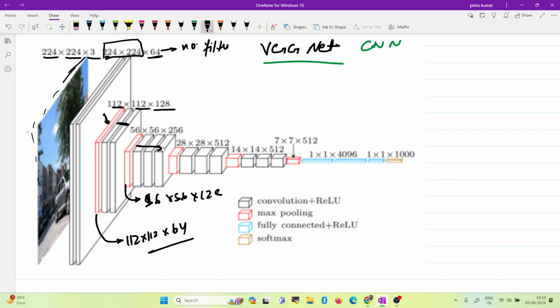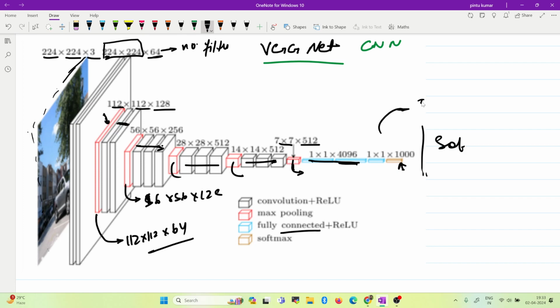Then again there is this convolution, again max pooling, convolution, max pooling, convolution. This is max pooling. This is 7 cross 512. And then they have flattened this out to a fully connected neural network. And the last layer is your 1,000 categories softmax.